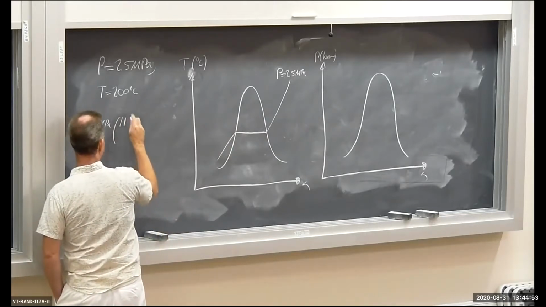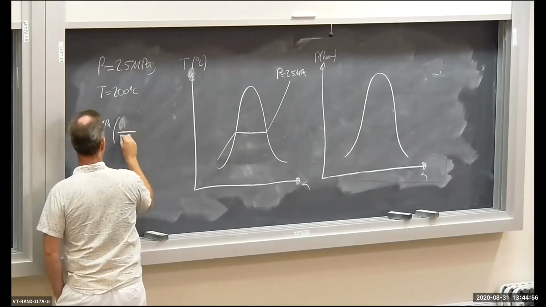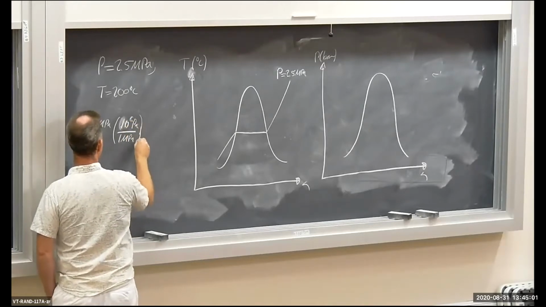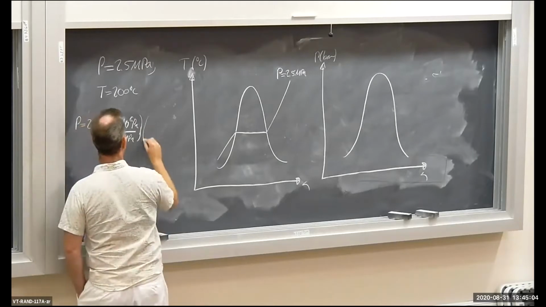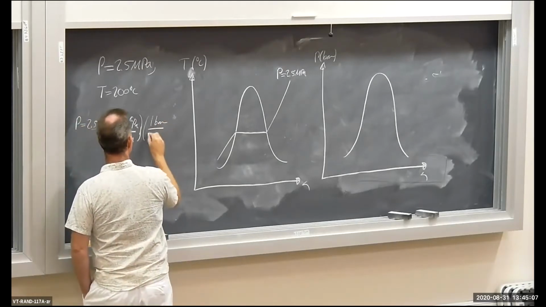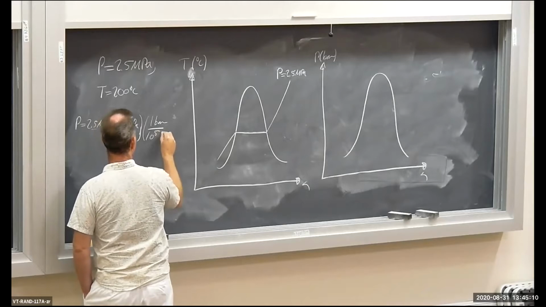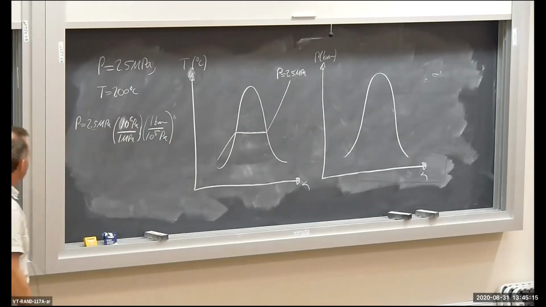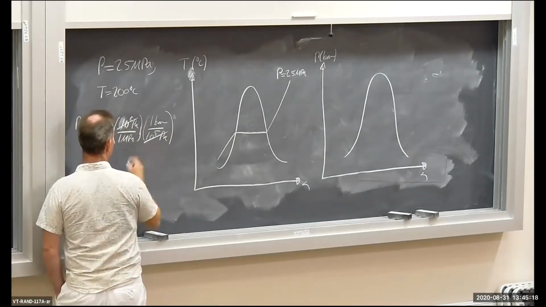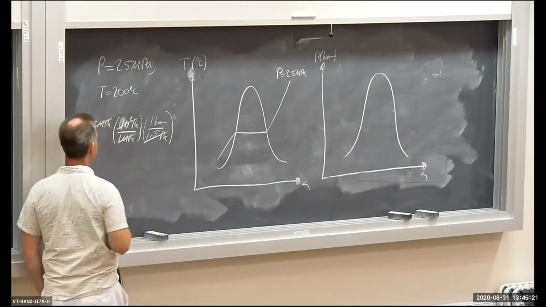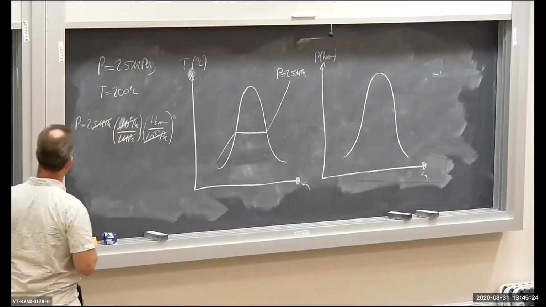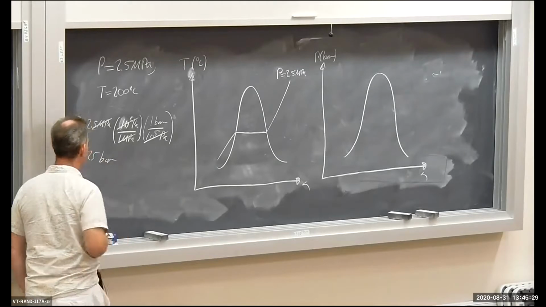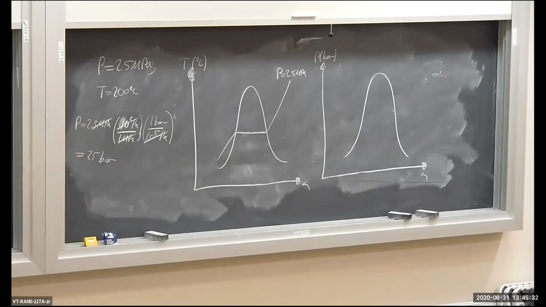So 1 megapascal is equal to 10 to the 6 pascals. And 1 bar is equal to 10 to the 5 pascals. Notice the pascals cancel and the megapascals cancel. And I get 25 bar. So 2.5 megapascals is 25 bar.